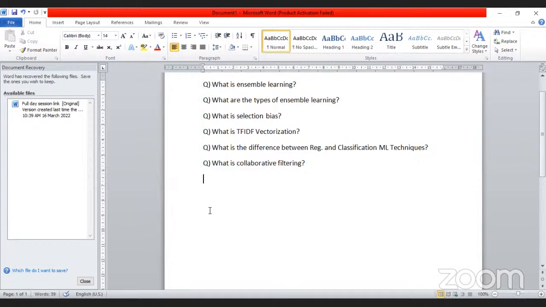Now, today's next question is, what is a type 1 error? Take some time and think about it. What would be a type 1 error?